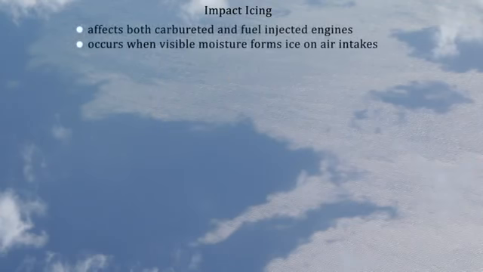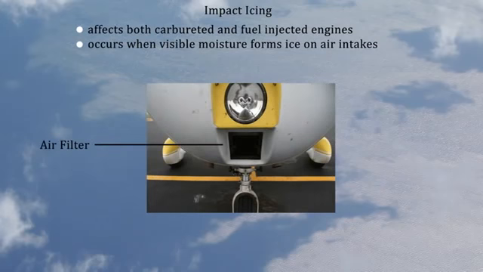Both carbureted and fuel-injected engines are susceptible to impact icing, which results when the airplane flies through visible moisture that forms ice on the engine's air intake or air filter. This impact ice blocks the flow of air into the engine. To counteract impact icing, many engines include a manual or automatic valve, which provides an alternate intake air supply.